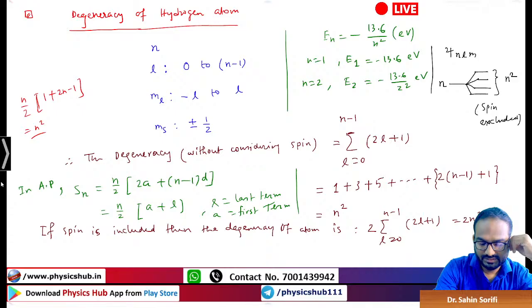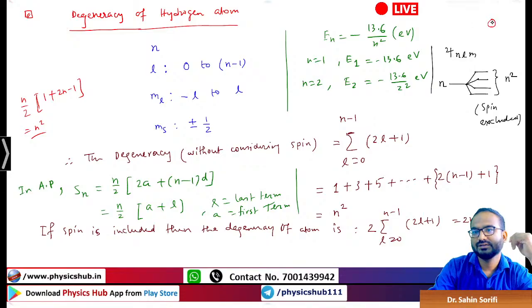Is 2 representing spin up and spin down? Yes, two values. Because we are considering hydrogen atom, so it is talking about the electron. Electron has a spin half, S is equal to half. Corresponding to half, we will get m_s either up or down.